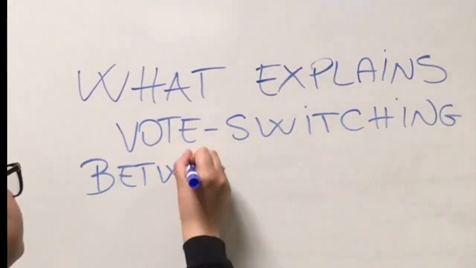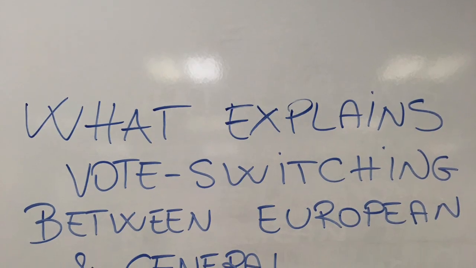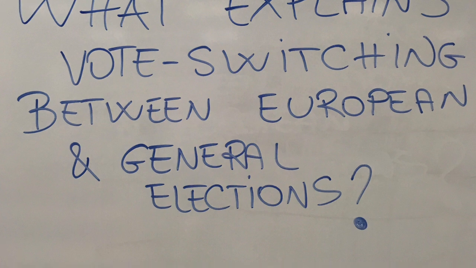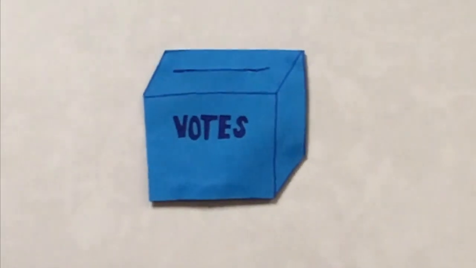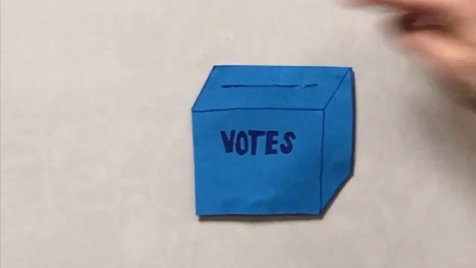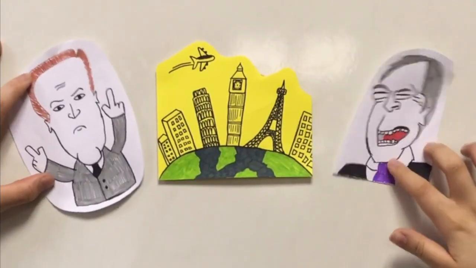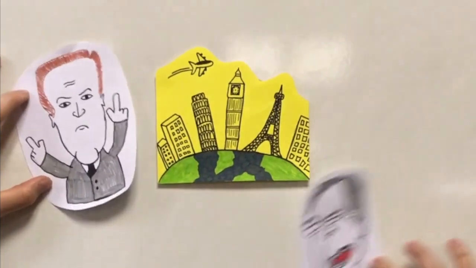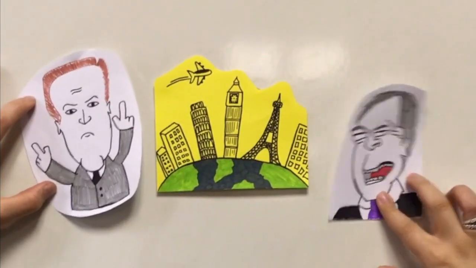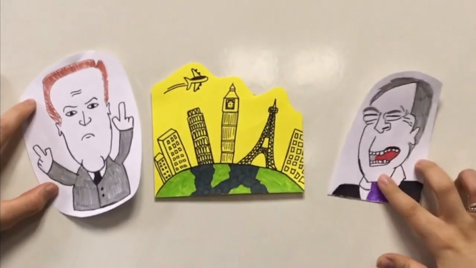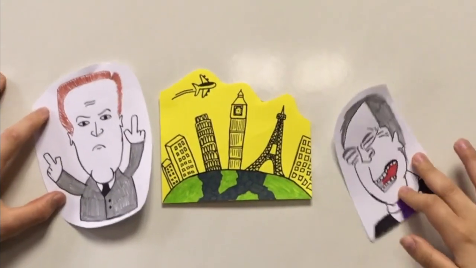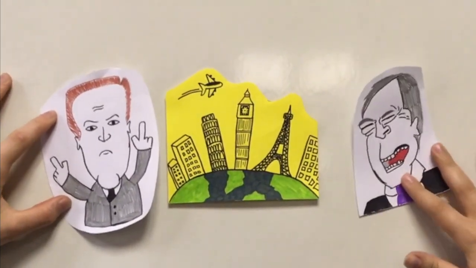Our group research attempted to answer the question, what explains vote switching between European and general elections? Vote switching is when individuals vote for different parties in different elections. Very little research has been undertaken since the rise of nationalist voting at the 2014 European election and the 2015 British general election, making this topic both current and of utmost importance within the current political climate.